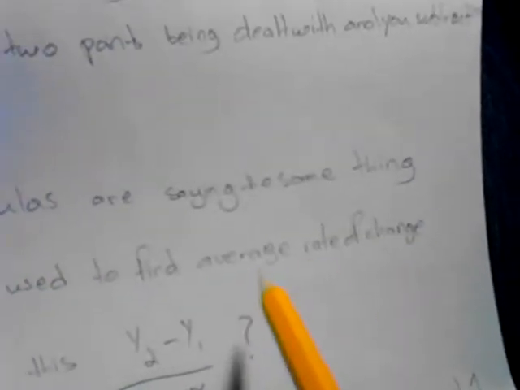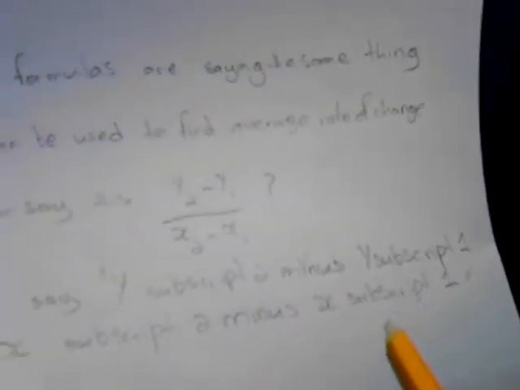And remember, these are saying the same thing. Note, the above formulas are saying the same thing. The above can be used to find average rate of change, and we'll look at that in the future. How do you say this? What's the correct way? The correct way to say this is this, it's in quotation right here: y subscript 2 minus y subscript 1 divided by x subscript 2 minus x subscript 1. That's the correct way how to do it.